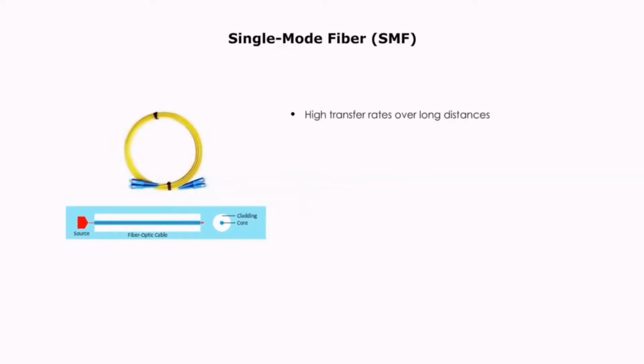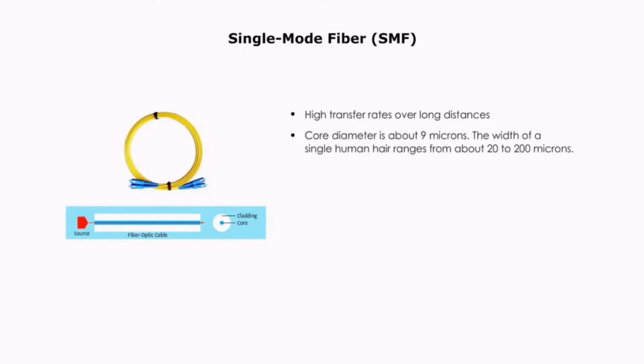Here are some features of single-mode fiber. Single-mode fiber can offer high transfer rates over long distances. The core diameter is very tiny, about 9 microns or micrometers. The width of a single human hair ranges from about 20 to 200 microns or micrometers. Without special equipment, we cannot see the core with the naked eye.